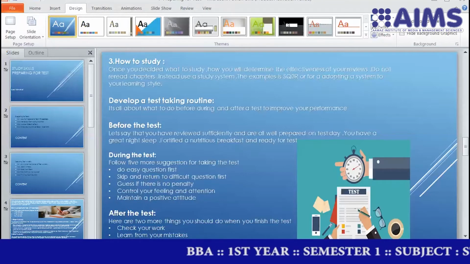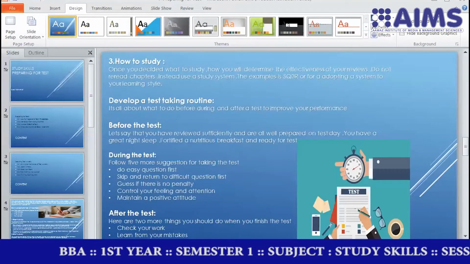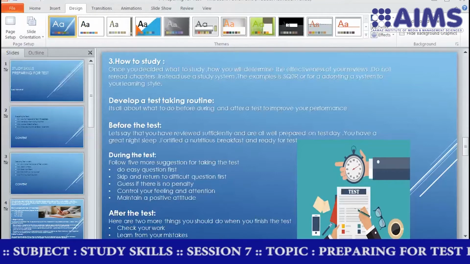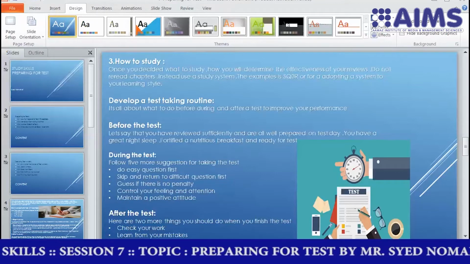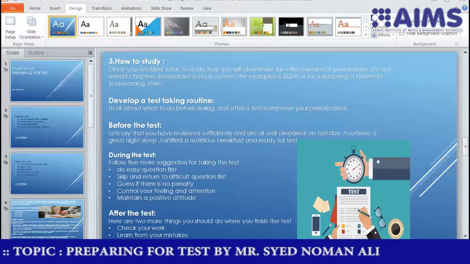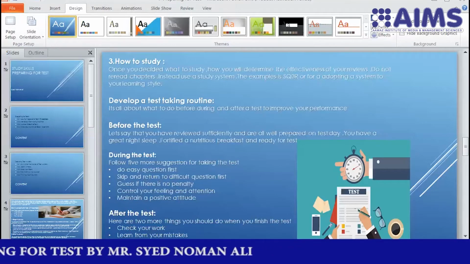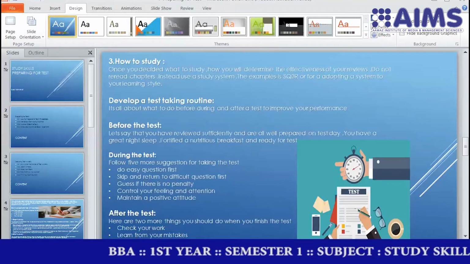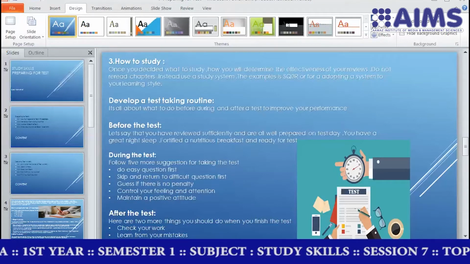The third: guess if there is no penalty. If there is no negative marking, you should make some attempts, and you will put down your reflection. Control your feelings and attention while doing the test. Maintain a positive attitude toward the test. That shows your confidence.